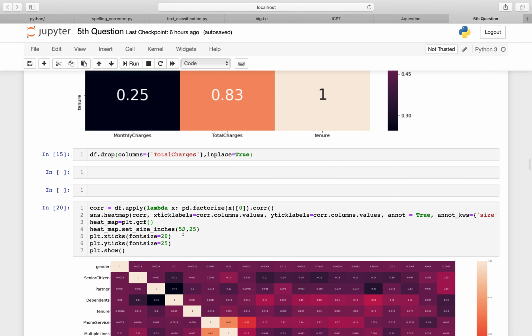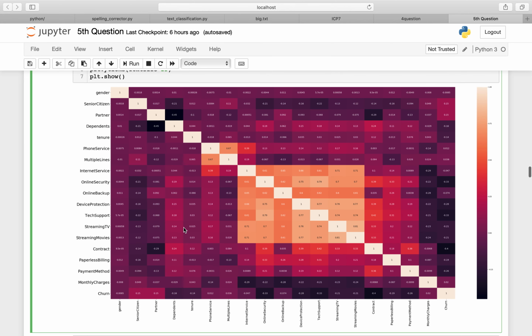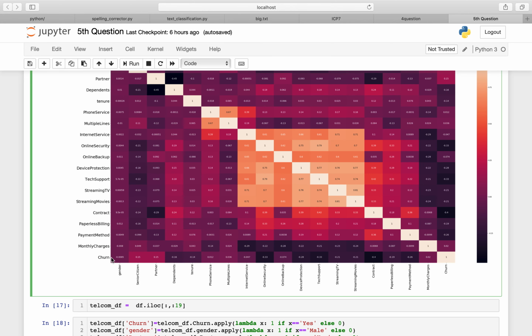And this is just the correlation across all the columns, and churn is the major factor which we would be looking at.